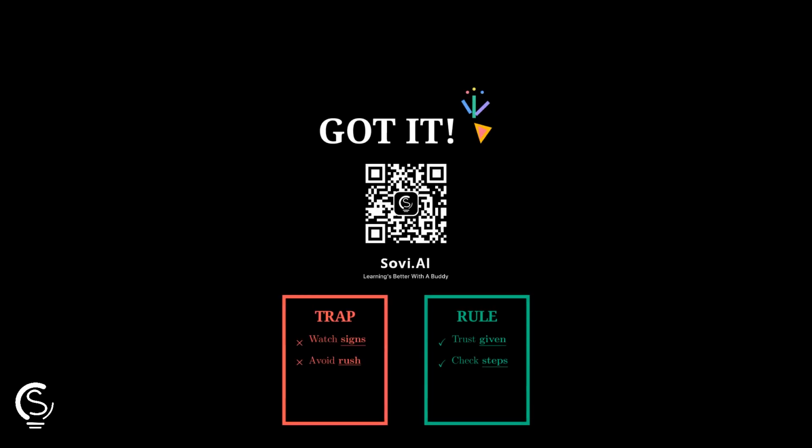Well done. Option D, scan now. Trap, rushing signs. Rule, trust what's given and check which choice shifts demand, not supply.